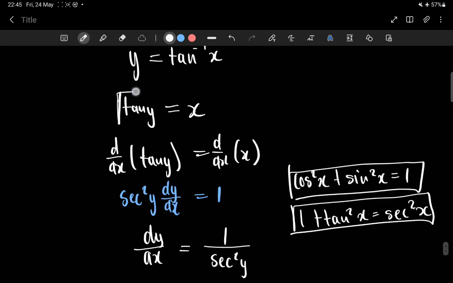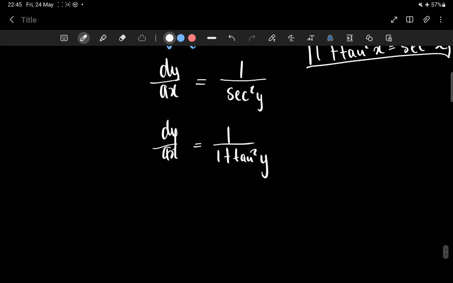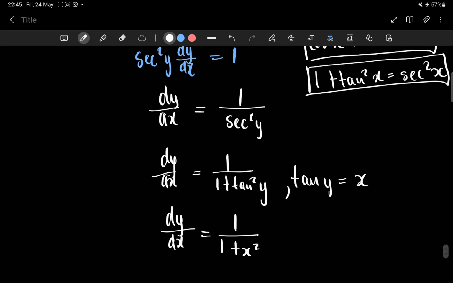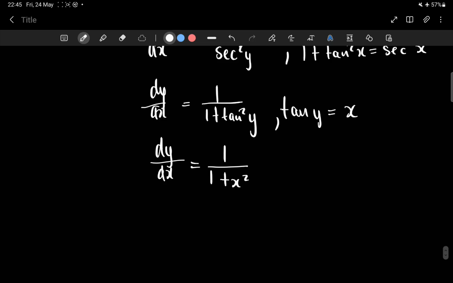Because I know what tan y is. Tan y is just an x. So tan squared y is like tan y all squared, which is x squared. So I can say dy dx is just 1 over 1 plus x squared, because I know that tan y is equal to x, okay? And here I know that 1 plus tan squared x is equal to secant squared x. That's how I change to this. So that is going to be your final solution.